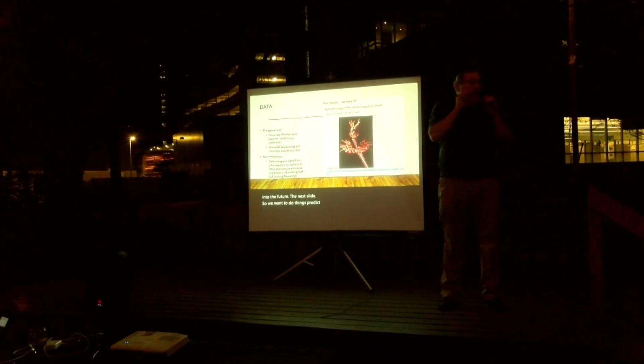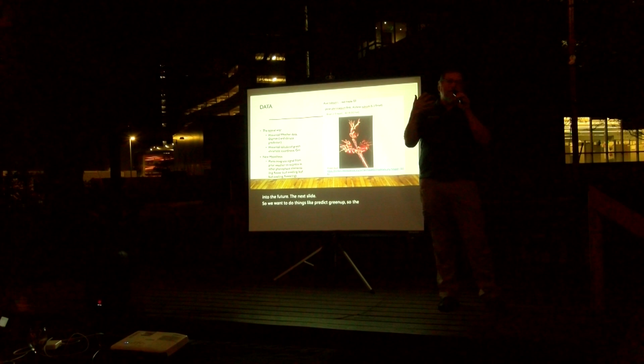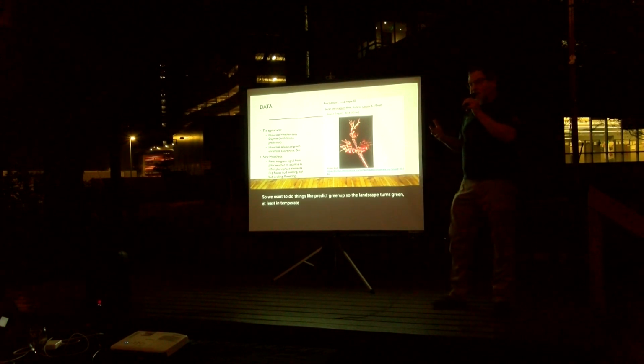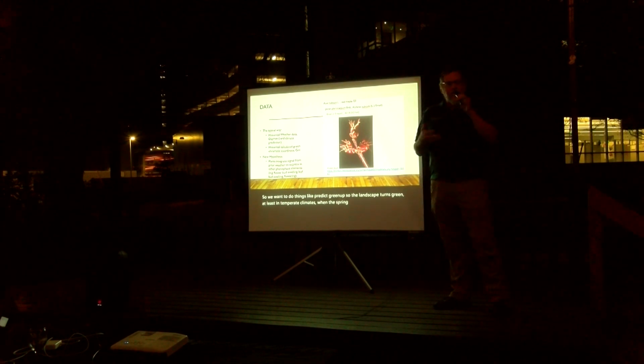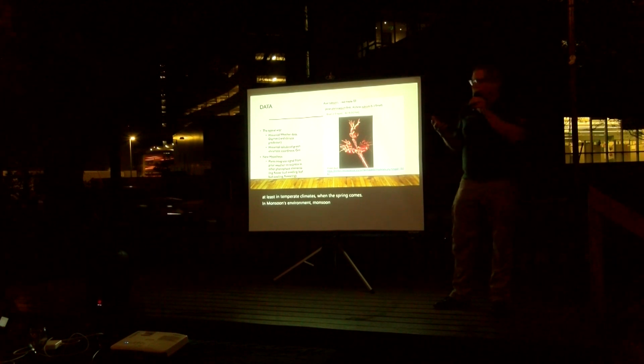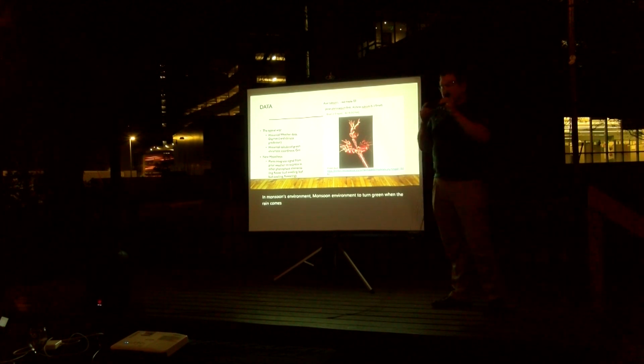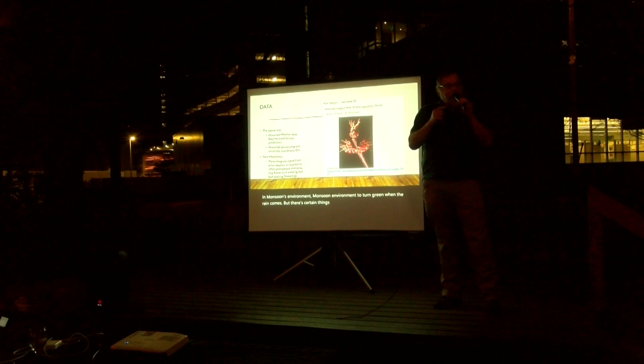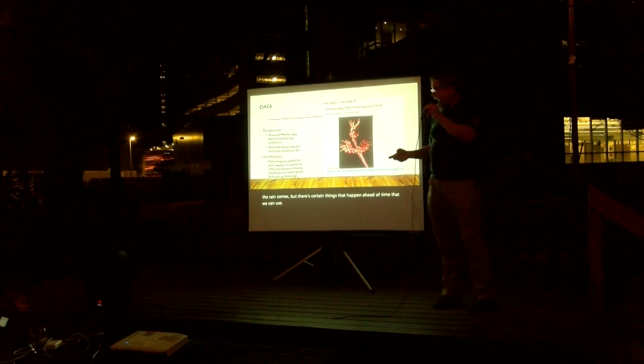So the landscape turns green, at least in temperate climates, when the spring comes. In monsoon environments, it turns green when the rain comes. But there's certain things that happen ahead of time that we can use to predict what's going to happen next.